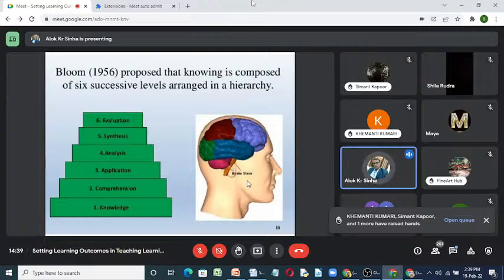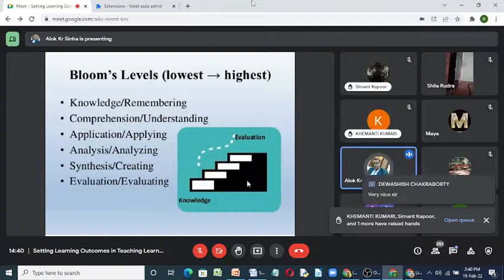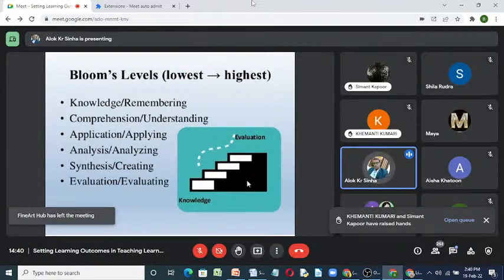In Bloom's taxonomy, we have already seen that first one is knowledge, second is comprehension, third one is application, fourth one is analysis, fifth one is synthesis, and sixth one is evaluation or to create. So we must follow Bloom's taxonomy for writing any learning outcomes. Now we see the Bloom's levels, lowest to highest. First one is knowledge or remembering. Second one is comprehension or understanding, third application or applying, fourth analysis or analyzing, and fifth synthesis or creating, and evaluation or evaluating.